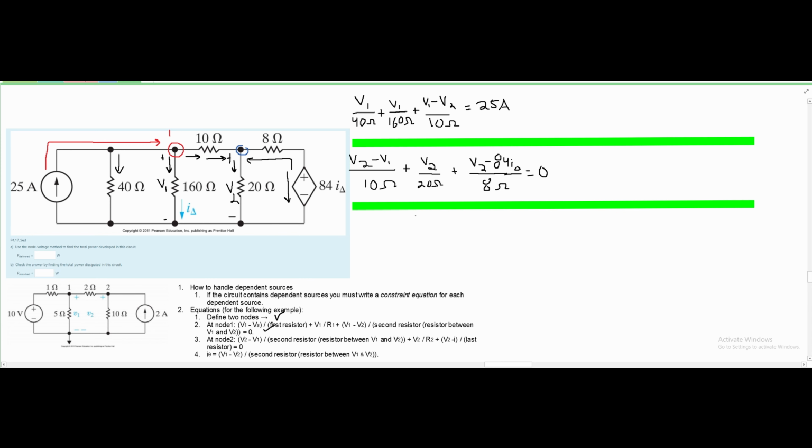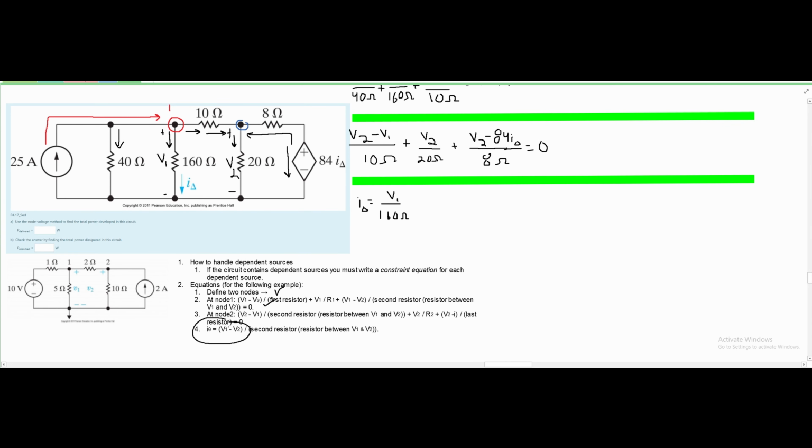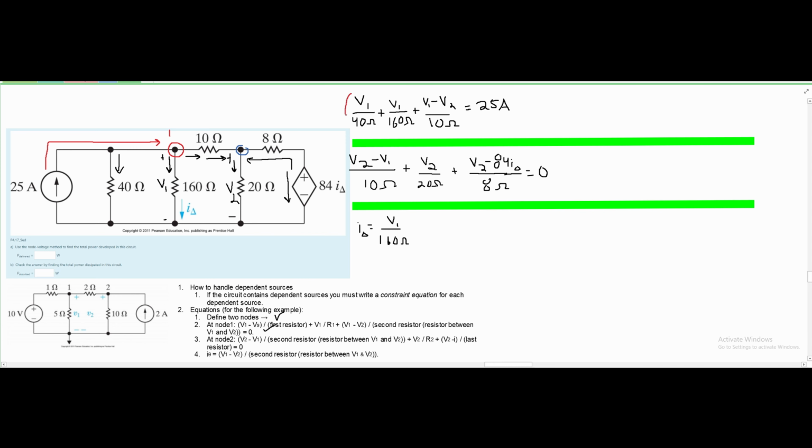Lastly, we need to solve for our I delta. We can see that our I delta is right here. So we have our I delta equal to, and then we're just solving for the current here. Current is voltage over resistance, and this is V1 over 160 ohms. Kind of similar to what we would do right here if it was between two resistors. Now we are just going to simplify and add like terms. I'm going to multiply the top by 160 ohms. The second part I'm going to multiply by 40 ohms, and now we're going to go from here.